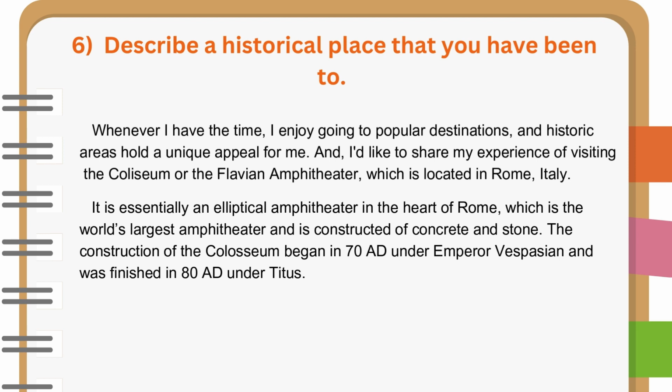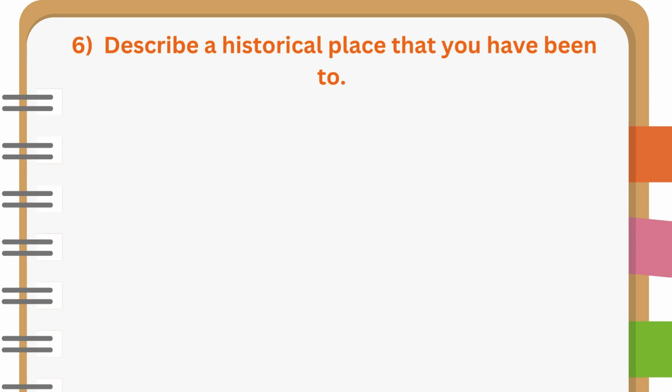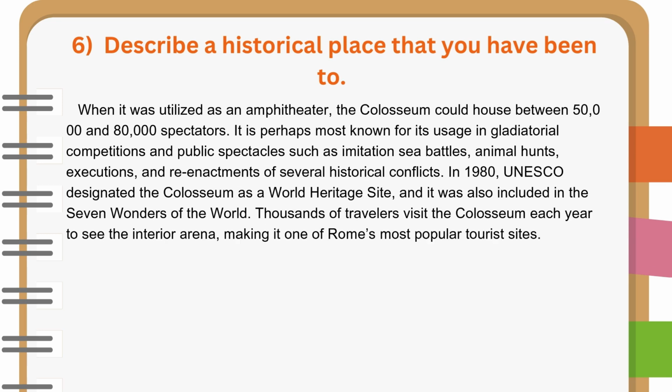The construction of the Colosseum began in 70 AD under Emperor Vespasian and was finished in 80 AD under Titus. When it was utilized as an amphitheatre, the Colosseum could house between 50,000 and 80,000 spectators. It is perhaps most known for its usage in gladiatorial competitions and public spectacles such as imitation sea battles, animal hunts, executions, and reenactments of several historical conflicts.